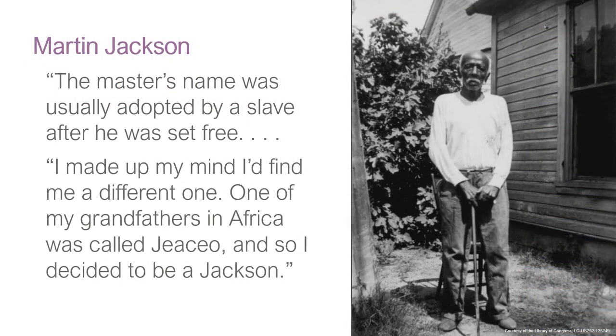This is a photograph of Martin Jackson, who had previously been enslaved. In an interview in 1937, he explained how he chose his surname after the Civil War. The master's name was usually adopted by a slave after he was set free. This was done more because it was the logical thing to do and the easiest way to be identified than it was through affection for the master. Also, the government seemed to be in a mighty hurry to have us get names. We had to register as someone so we could be citizens.